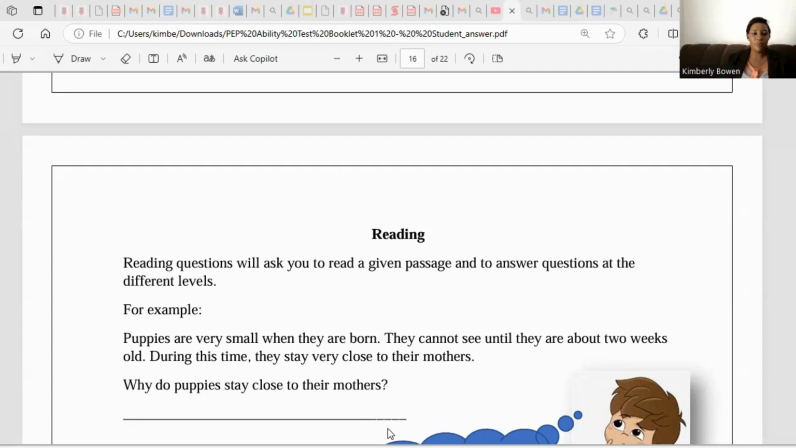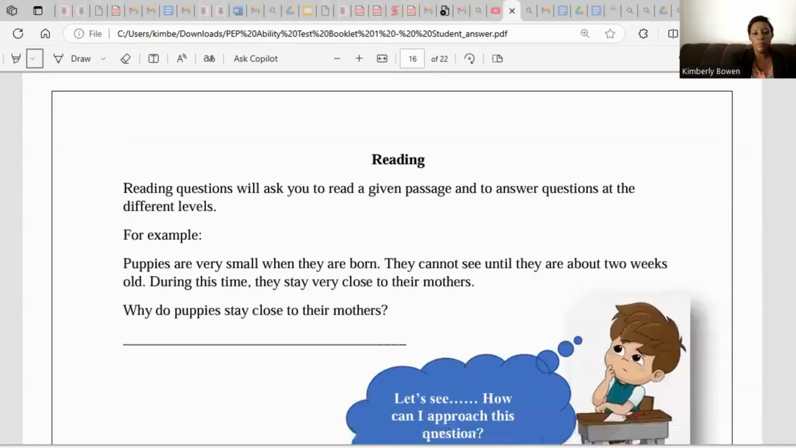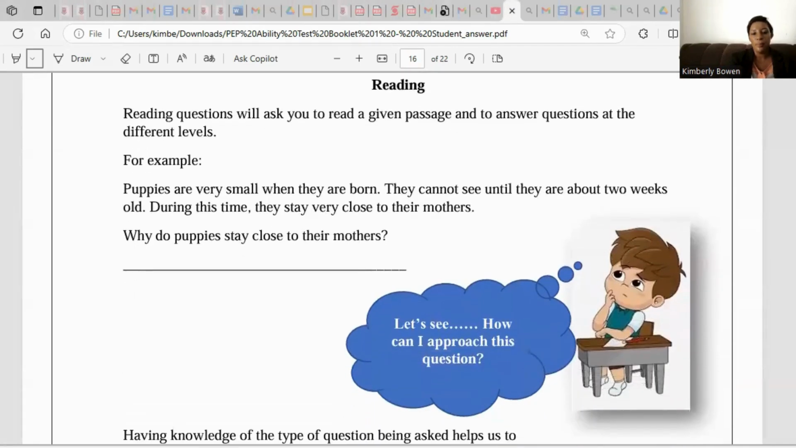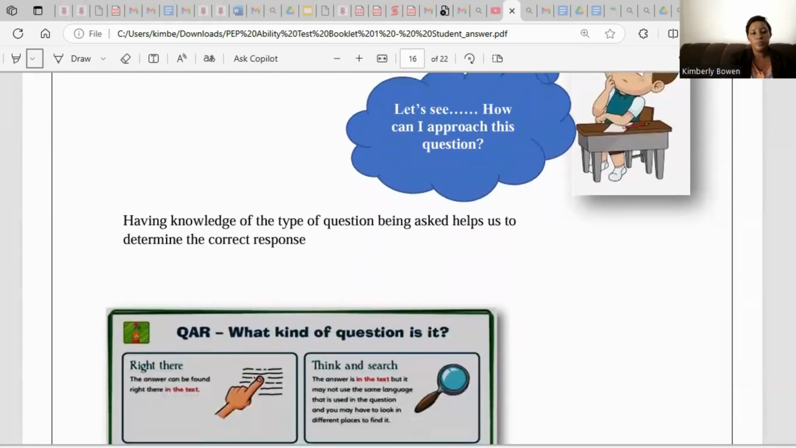Let's look at an example. Puppies are very small when they are born. They cannot see until they're about 2 weeks old. During this time, they stay close to their mothers. Why do puppies stay close to their mothers? Let's see how I can approach this question. Having knowledge of the type of question being asked helps us to determine the correct response.